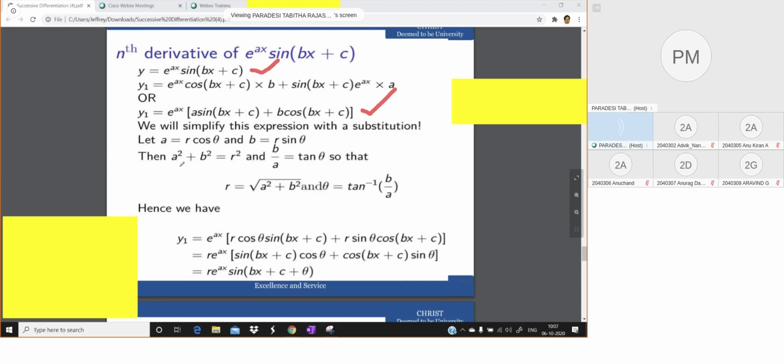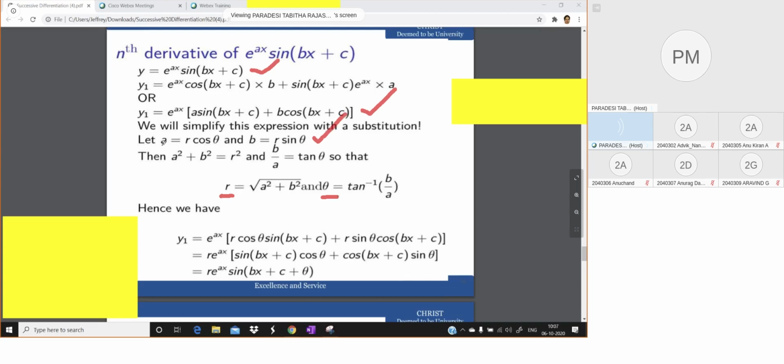Now we go for a substitution. In place of a, put r cos theta, and in place of b, put r sine theta. Wherever a is there, substitute r cos theta, and wherever b is there, substitute r sine theta. So these are the two things that we'll keep ready. We are interested in what r will become with this substitution, and then what theta would become.